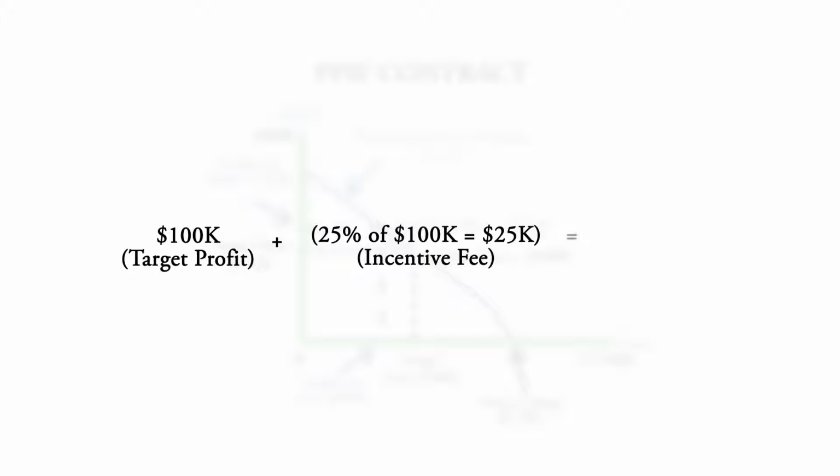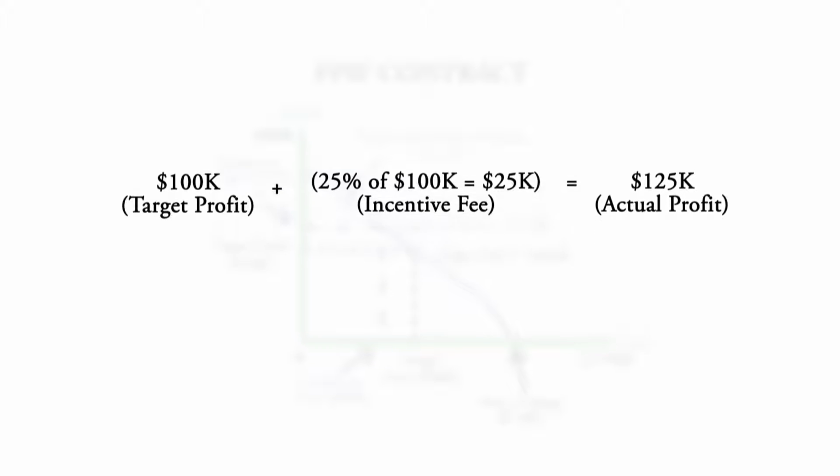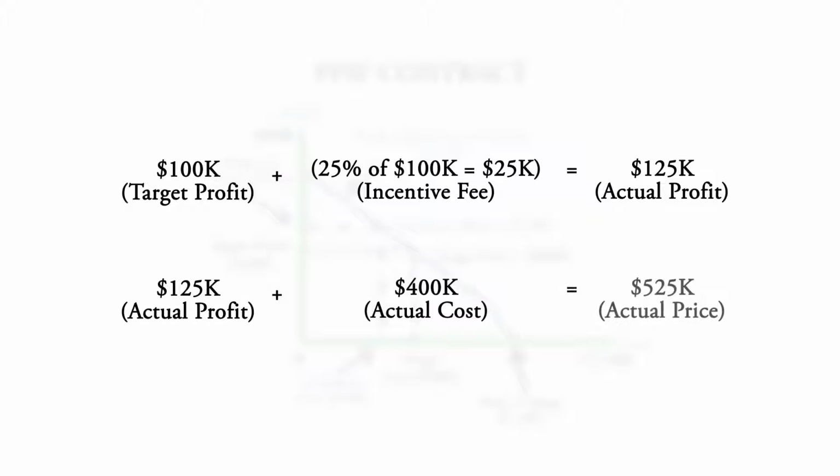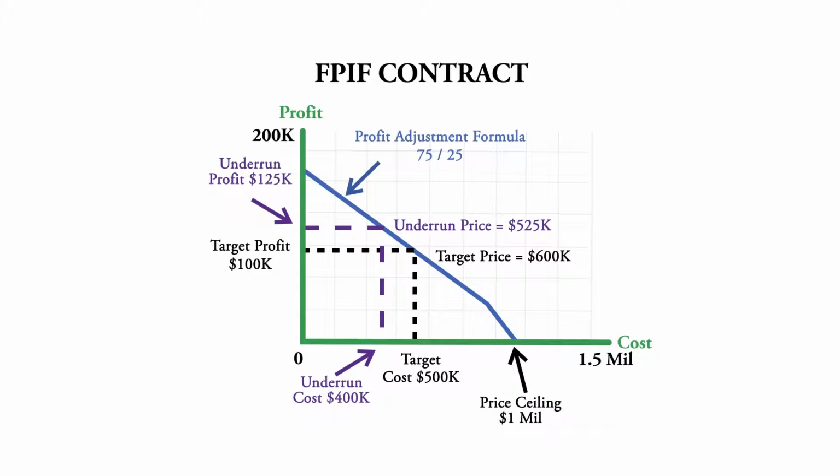This makes the actual profit to the contractor $125,000 and the actual price to the government $525,000, which is well below the $1 million ceiling price. This scenario worked out great for both parties.